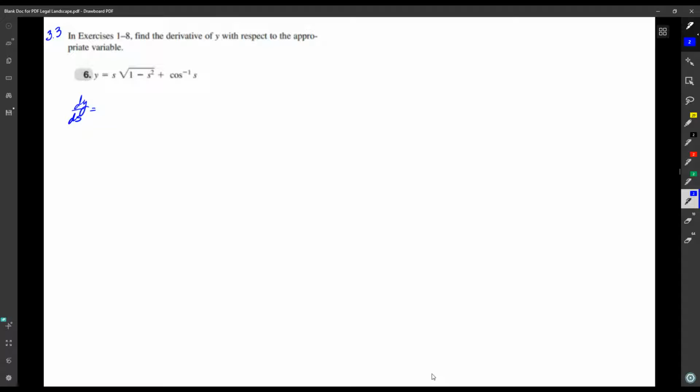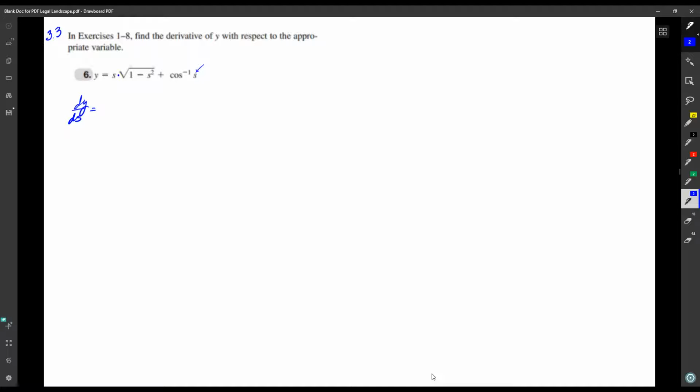We have s root 1 minus s squared plus the inverse cosine of s. So I notice in the first term, we're going to need to use a product rule, and inside that product rule, we'll have a chain rule since we have a function underneath the radical. Then in the second term of the function, we have an inverse trig derivative, but it shouldn't be more than just writing out the rule since inside of this inverse cosine is just the single variable.